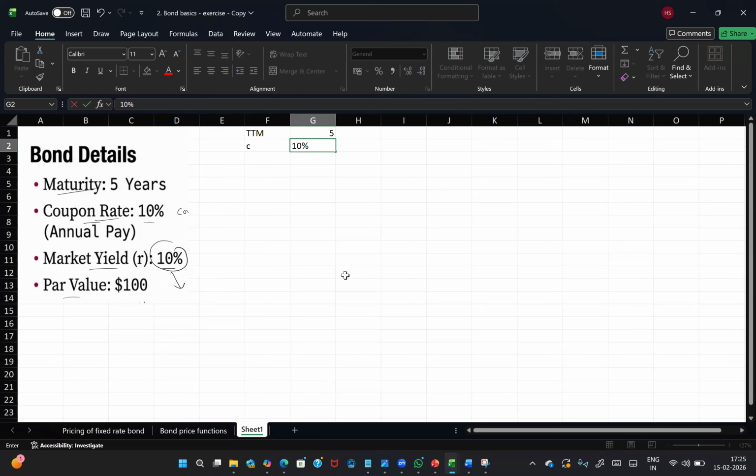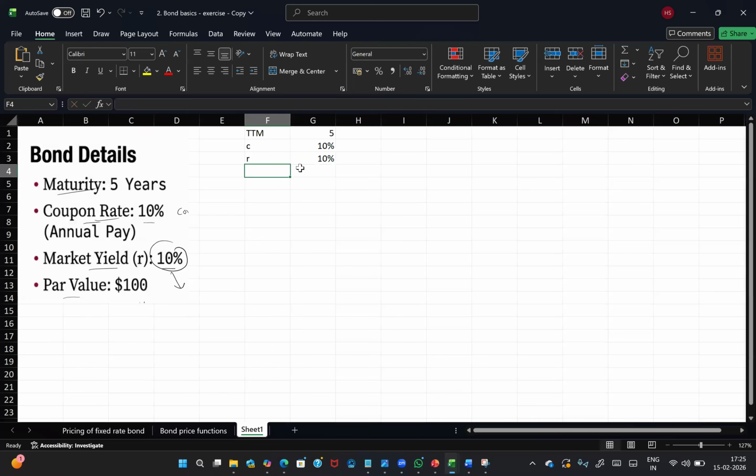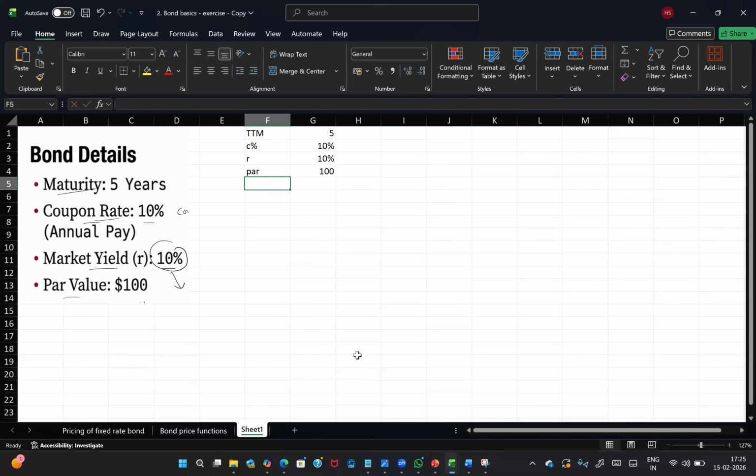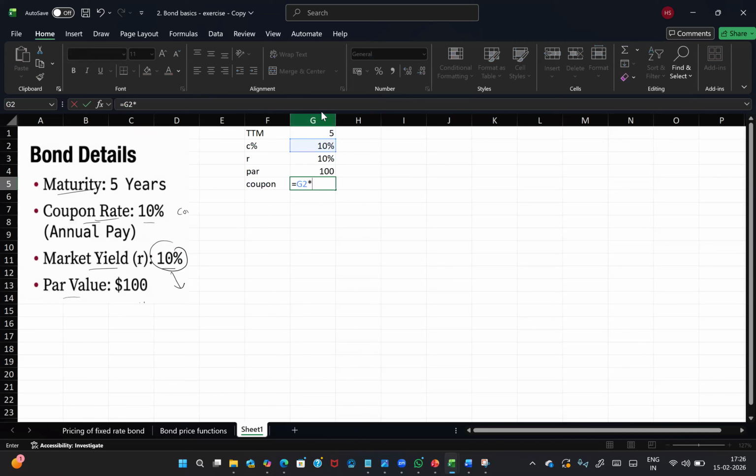Okay. Then we have the market rate, which is R, also called the yield, 10%. And then we have the par value as 100. So we make a note of all these assumptions. So this is the coupon percentage. The coupon, on the other hand, can I write that as coupon? And that will be nothing but your coupon percentage times the par value.